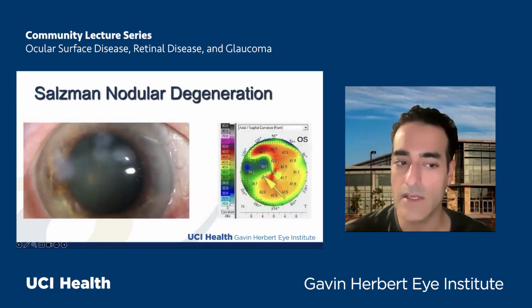And then lastly, there is a condition called Salzmann's nodular degeneration. This is where the cornea starts building these fibrin nodules to protect itself from chronic inflammation. And these little bluish white nodules on the cornea can cause irregular astigmatism. You can see here on this topography elevation map of the cornea. Similar to the anterior basement membrane dystrophy, this is something that we want to remove and allow the cornea to stabilize before we proceed with measurements and proceeding with cataract surgery.